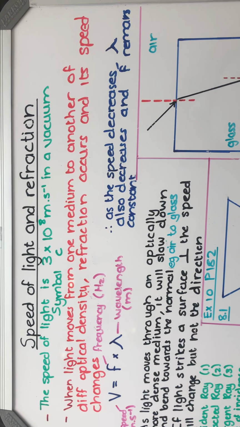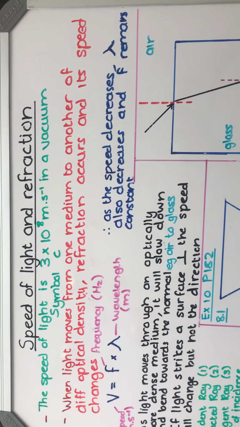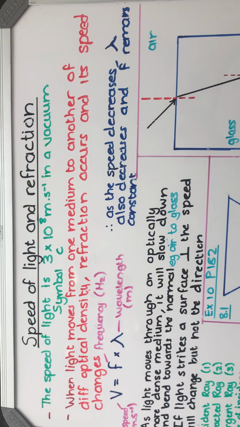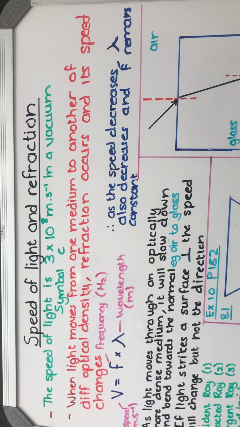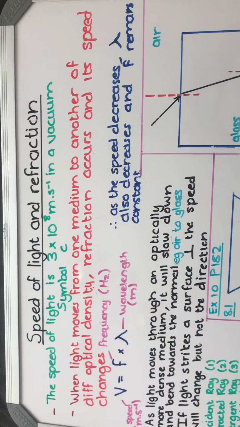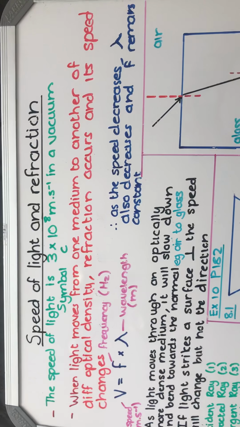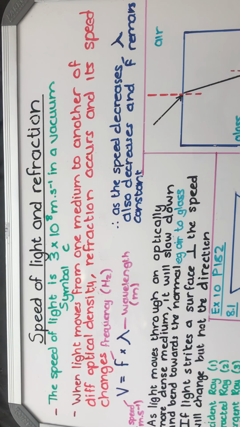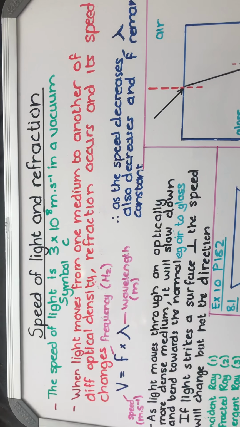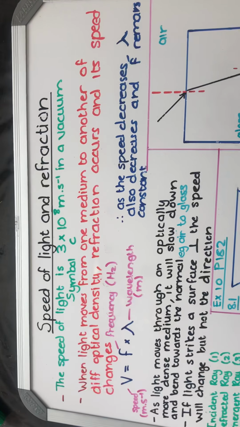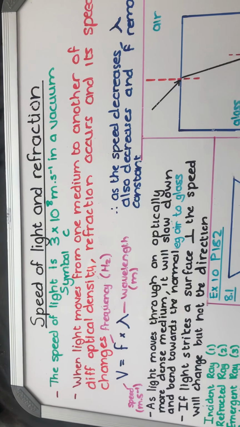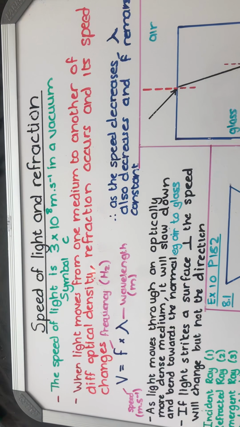Speed of light and refraction. The speed of light is 3 times 10 to the power 8 meters per second in a vacuum. It is also given the symbol c. When light moves from one medium to another of different optical density, refraction occurs and the speed of the light changes. For example, when light moves from air into water or from air into glass.